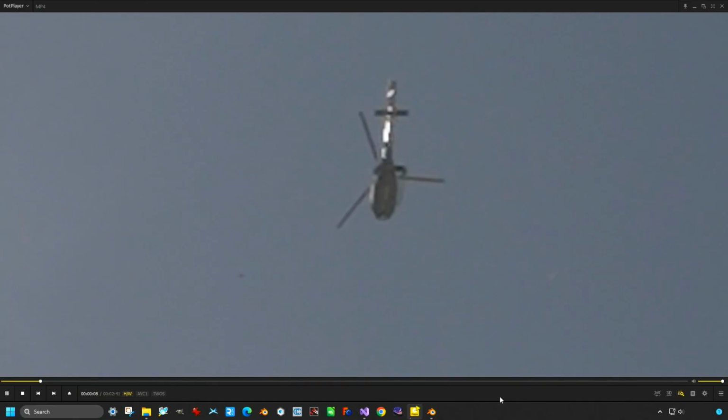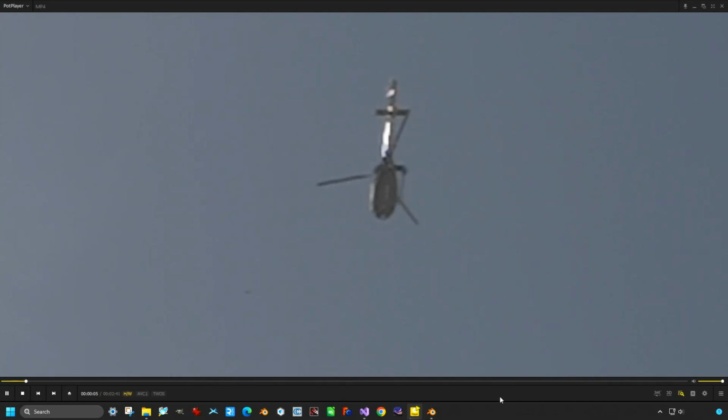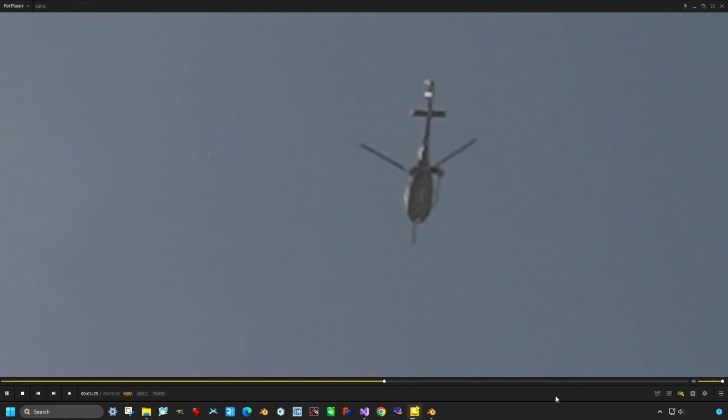The other interesting thing about this, though, is that it doesn't move in just one direction. You want me to play it at normal speed? Yeah, play it at normal speed. Watch this. Notice how this thing literally seems to stop right at the edge. The helicopter blades. Look, we got about to the helicopter and it starts moving away from it.